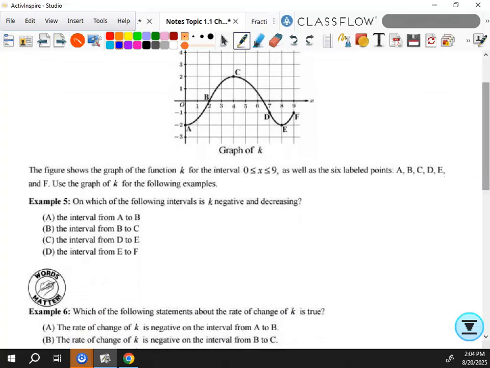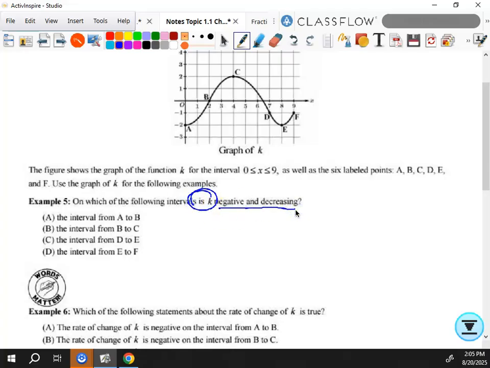So here's a bunch of multiple choice questions that model what you could see on your exam. And just because things are multiple choice doesn't always mean that they're easier. Just saying. It also doesn't mean that they're difficult, but you can't assume things are easy because it's multiple choice. All right, so we have this figure for the function k, goes from 0 to 9, and the 6 labeled points. All right, so it says, on which of the following intervals is k negative and decreasing?